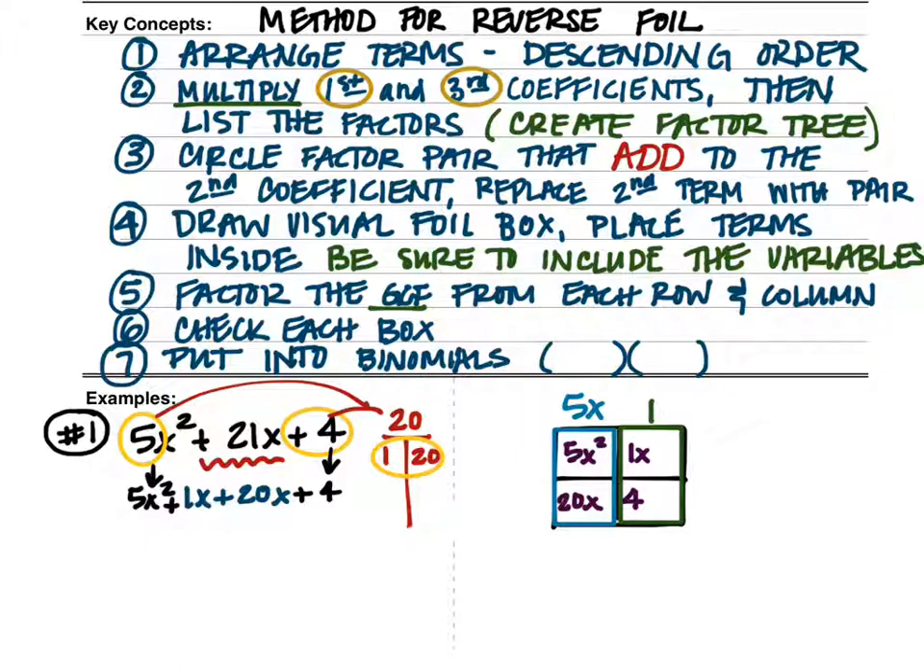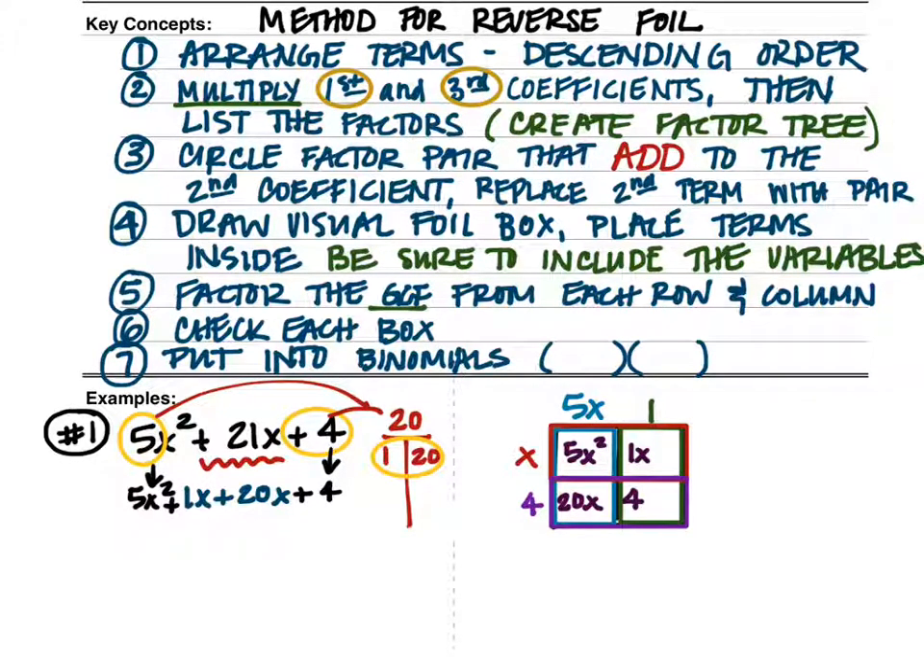So far I've pulled my GCF out of each of my columns. So now I'm going to take a look at the first row and I'm going to put that in red. I'm going to take the 5x squared and the 1x and box those together and recognize that for my greatest common factor, I can take an x out of 5x squared and an x out of 1x. That's the only thing that they have in common. Now, I look at the bottom row and it has 20x and 4. The greatest common factor amongst those is a positive 4.